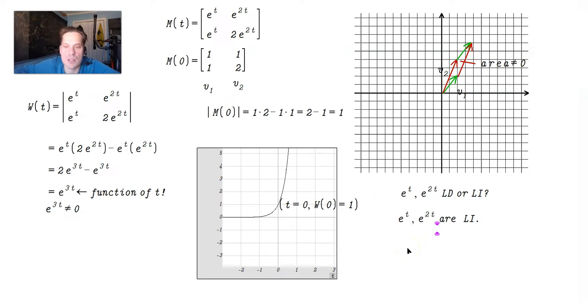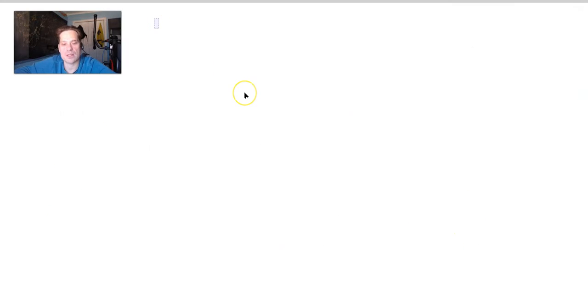If they were linearly dependent, then you might have, for example, vectors pointing in the same direction, and then the area would be equal to 0, you see? In this case, as you can see, e to the 3t is never equal to 0. That essentially represents the area spanned by the vectors. And the implication is that the vectors always point in different directions. They're never linearly dependent. That means, in other words, the functions e to the t and e to the 2t are linearly independent.